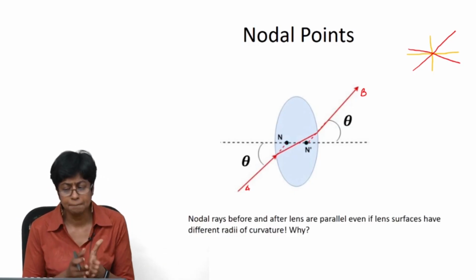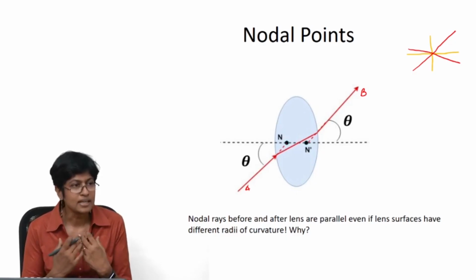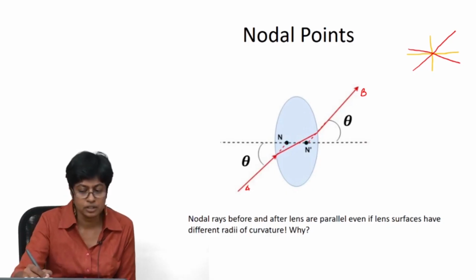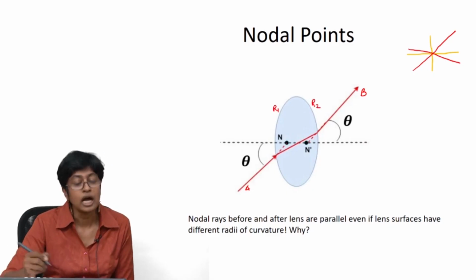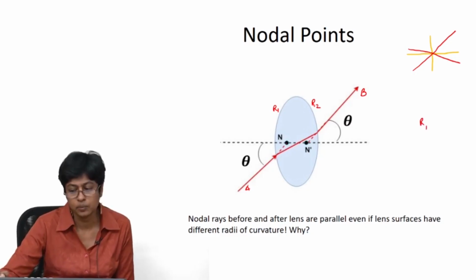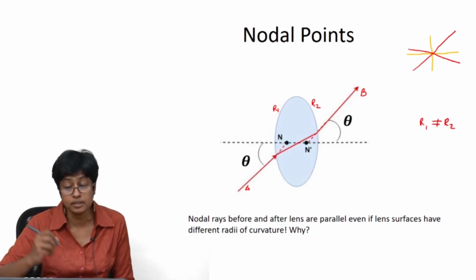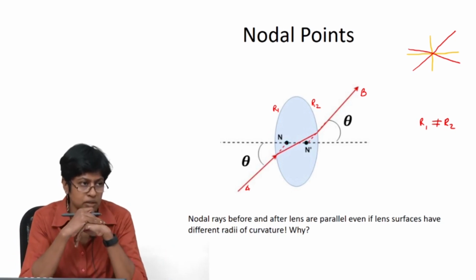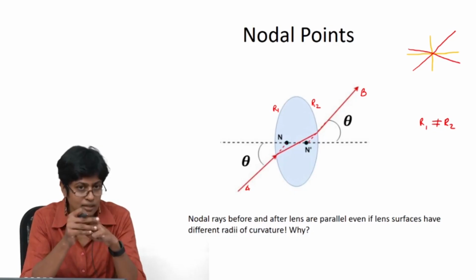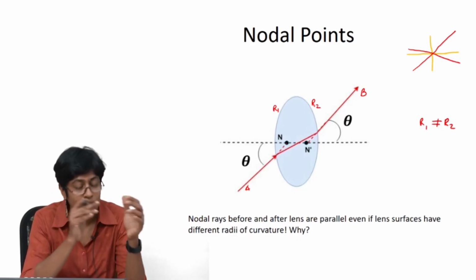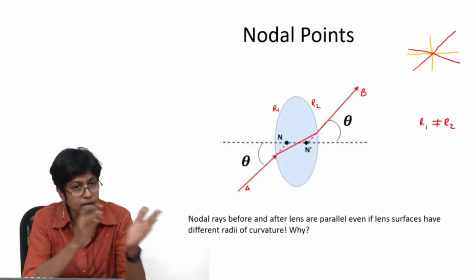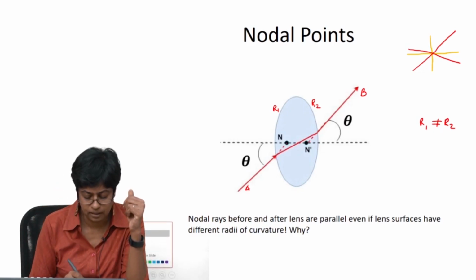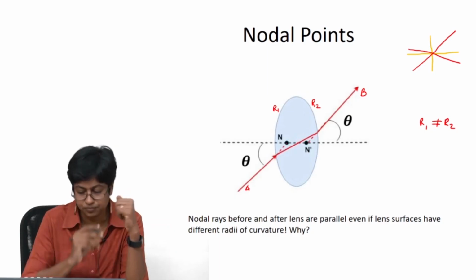Now, what am I saying here? I am saying A and B are parallel, but I could always have a thick lens where the radii of curvature R1 and R2 are not equal. So, let us say R1 and R2 are not equal. It may not be evident in this figure, but I am still going to say the nodal rays are parallel before and after. Why do you think that is so? How can they be parallel if the radii of curvature are different?